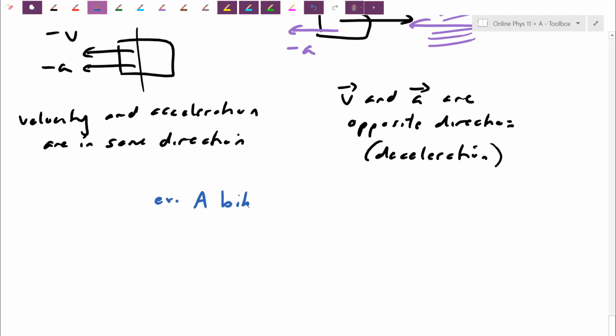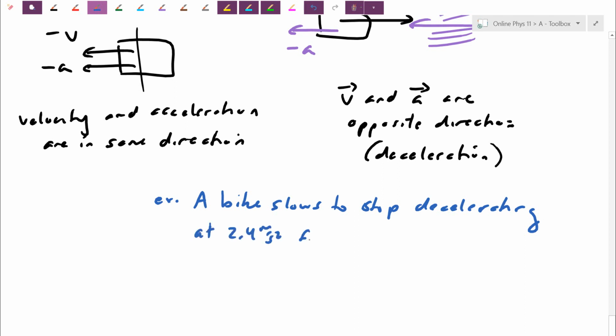A bike slows to a stop, decelerating, that's a negative acceleration, at 2.4 meters per second squared for 6 seconds. I want you to calculate the initial velocity, the starting speed, and the distance.